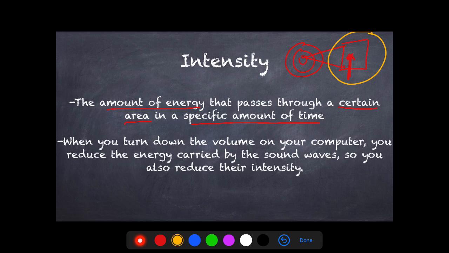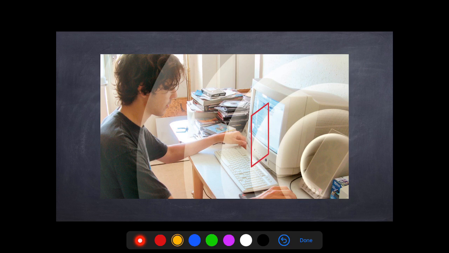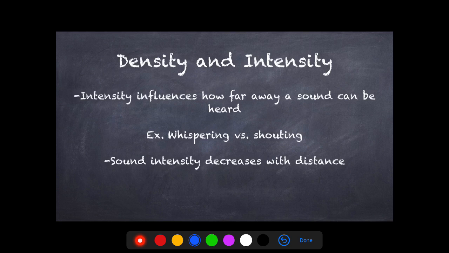When you turn down the volume on your computer, you reduce the amount of energy carried through the sound waves coming out of the computer speakers. Therefore, you are reducing the intensity coming out. It's the same when you turn down the volume of your phone: you're reducing the amplitude, so the music is quieter, and therefore you're reducing the intensity as well. Another example is this person looking at a screen. The amount of energy coming out of this specific area at a specific time gives you the intensity of the sound waves being emitted.